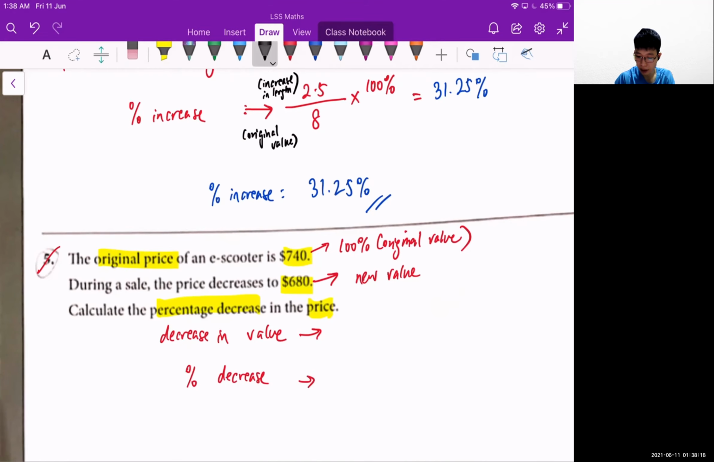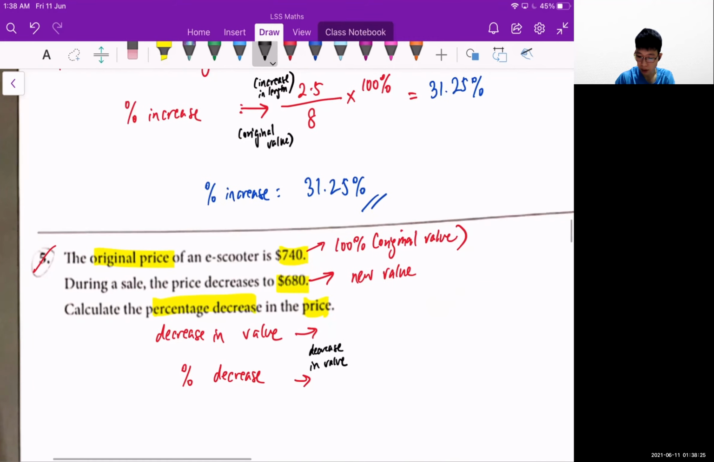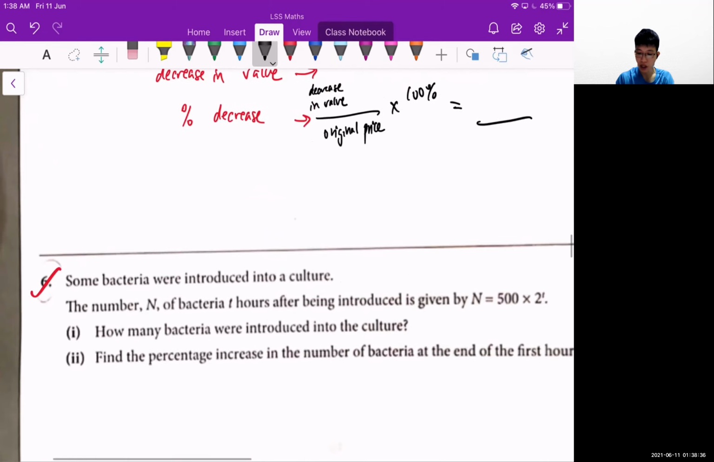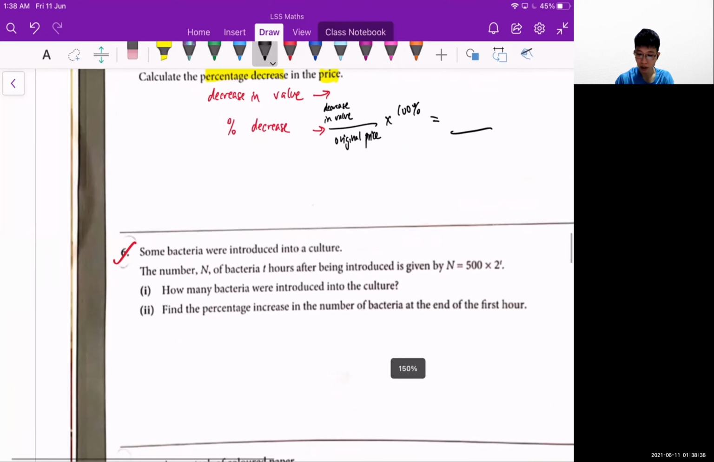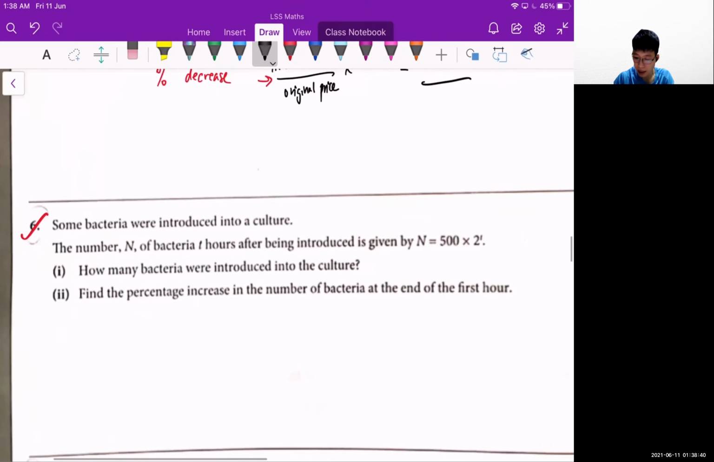So this will be the decrease in value in the numerator over the original price times 100%. So I leave it to you to go and solve it. And for question 6, same thing as well. The only thing that might be tricky will be this formula given to you over here. So how many bacteria were introduced into the culture? To find out this part 1, let me help you out.